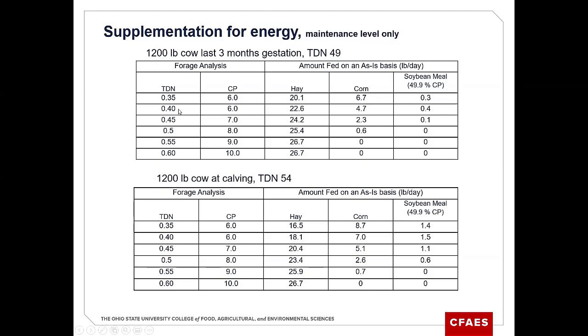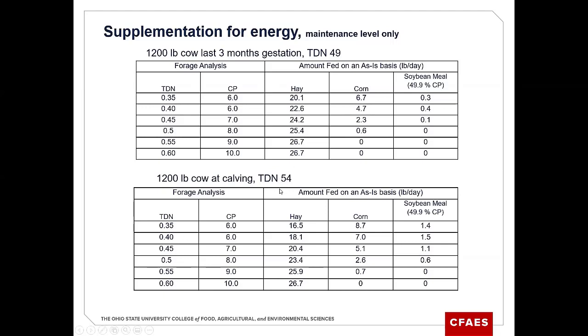But if we took that crappy sample that I had 2 years ago, it was 38% TDN. We'll say it had 6% crude protein. If I'm feeding that cow 22 and a half pounds of hay, I would need to also feed that animal almost 5 pounds of corn and almost a half a pound of soybean meal just to meet her maintenance requirements. All right. We get to calving, her TDN requirements go up to 54.